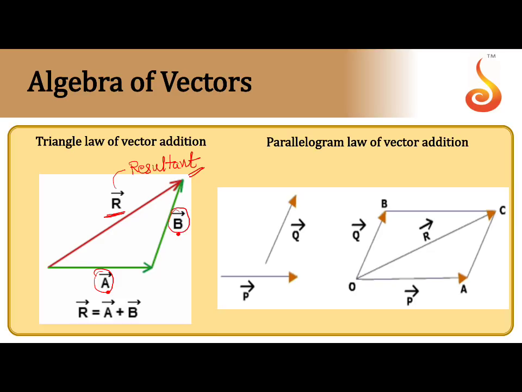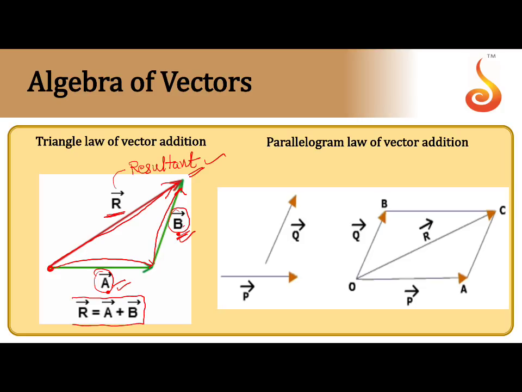For example, a football player kicks the ball from here to here. You get the displacement A vector. Then the second player kicks the football from here to here. You get the displacement B vector. Now, the effect produced by both players together can be produced by a single kick from here to here. That single vector which produces the same effect as two or more vectors is called the resultant vector. The resultant vector also has magnitude and direction.